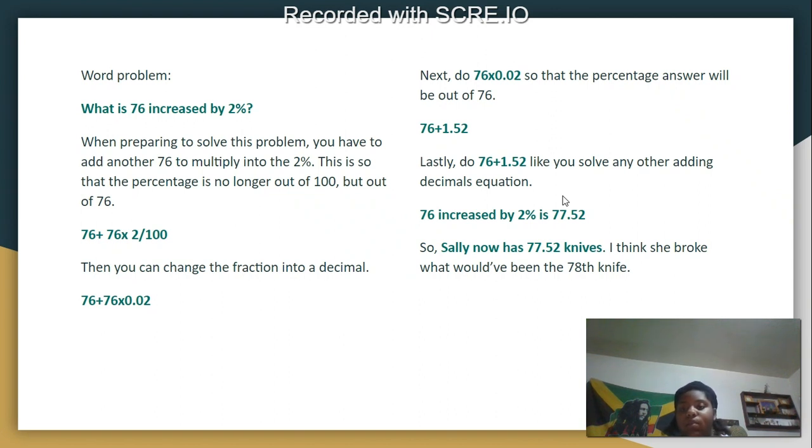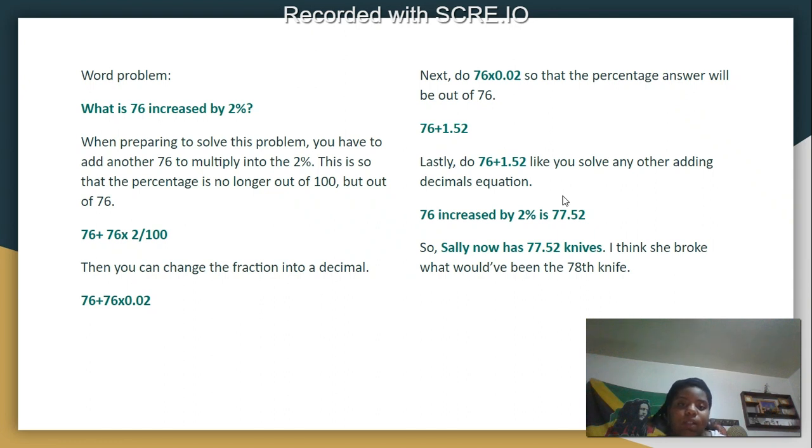And if you multiply the 76 by the 2%, it will no longer be out of 100 but out of 76. So to rewrite the problem, you would write 76 plus 76 times 2 over 100, which is 2% written as a fraction. Then you can change that fraction into a decimal to make it a little easier to solve.